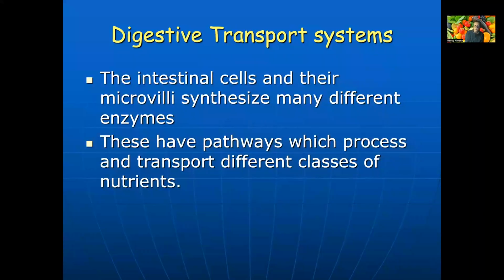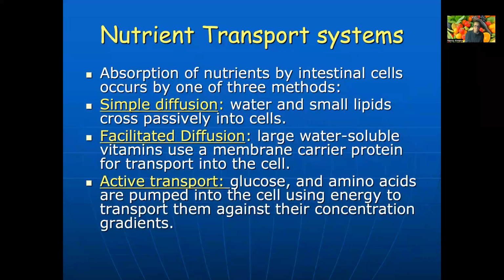The intestinal cells and those little microvilli are going to synthesize a ton of different enzymes. And there will be these specialized pathways which are going to process and then transport the different classes of macromolecules and their components. The major way that we move nutrients into and out of intestinal cells is through various forms of diffusion. Simple diffusion is basically just the random movement of molecules from an area of high concentration to an area of low concentration until you have equilibrium.